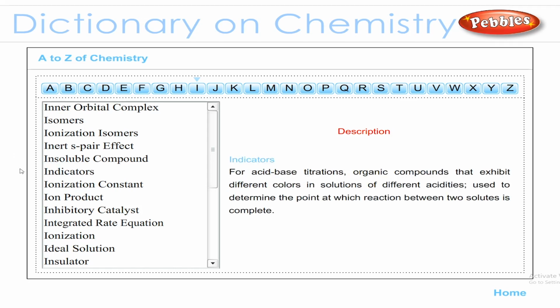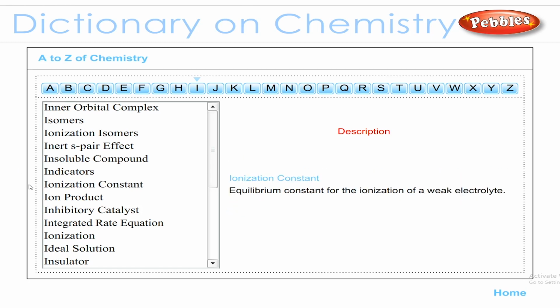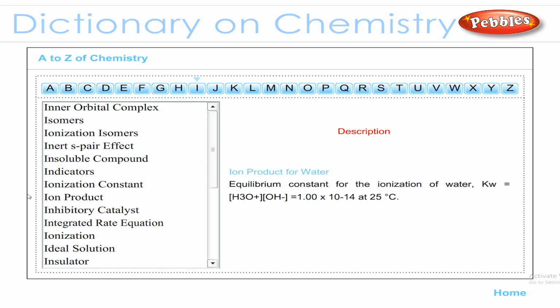Indicators. For acid-base titrations, organic compounds that exhibit different colors in solutions of different acidities. Used to determine the point at which reaction between two solutes is complete. Ionization constant. Equilibrium constant for the ionization of a weak electrolyte. Ion product for water. Equilibrium constant for the ionization of water. Kw equals [H3O+][OH-] equals 1.00 × 10^-14 at 25 degrees centigrade.